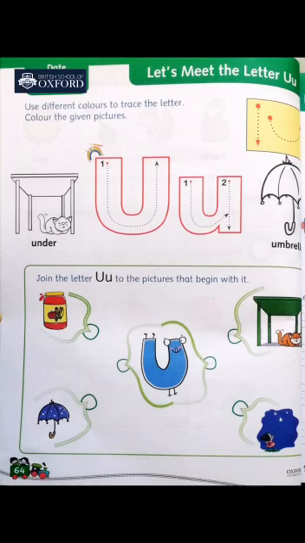Under means below. Under the table there is a cat sitting under the table. A under, A umbrella. Now read some more words with letter A. A under, A umbrella, A up.